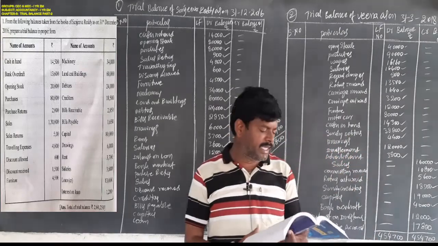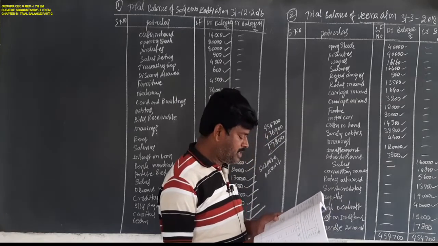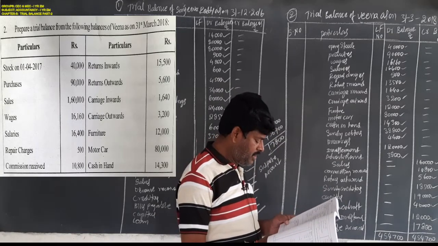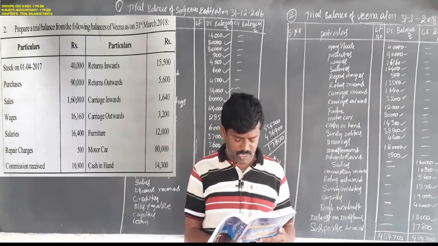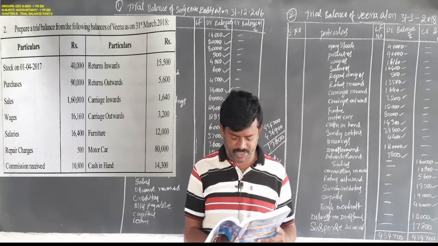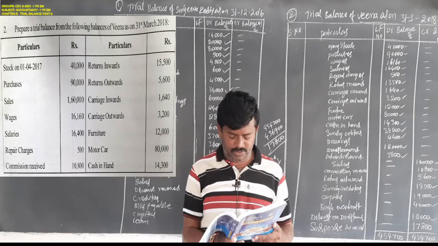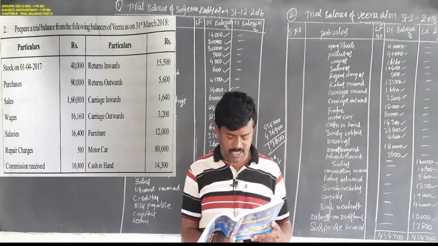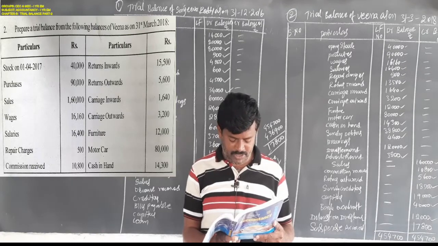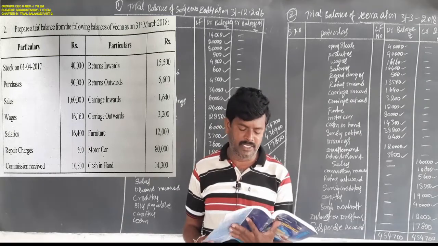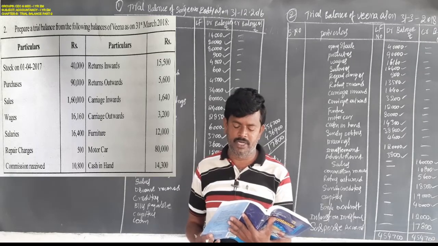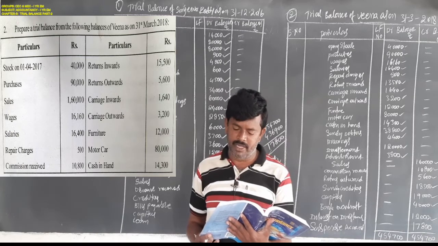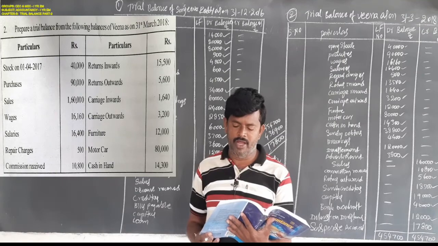Next, come to the second problem. Opening stock debit side, purchases debit side, sales credit, wages debit, salaries debit, repair charges debit, commission received credit, return inwards or sales returns debit, return outwards or purchase returns credit, carriage inward expenses debit, carriage outward expenses debit, furniture asset debit, motor car asset debit, cash in hand asset debit, sundry debtors asset debit, sundry creditors liabilities credit, capital credit, drawings debit, overdraft credit, investment debit, interest on investment income credit, advertisement expenses debit.